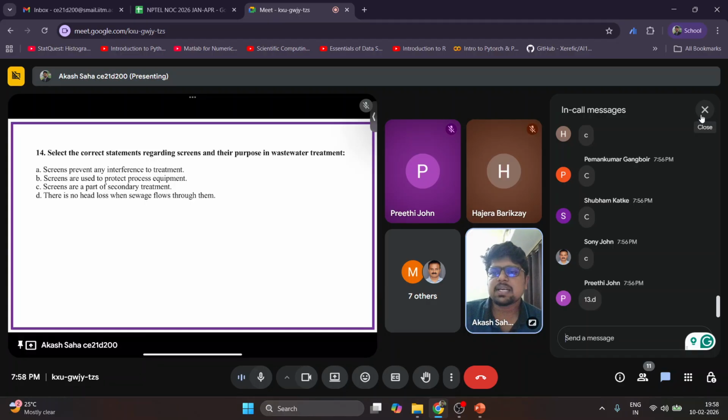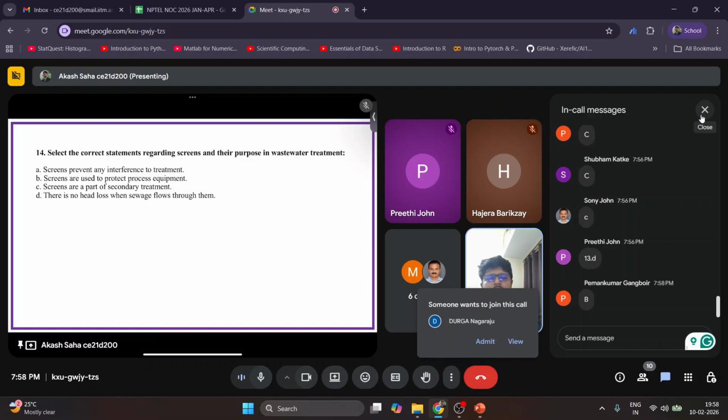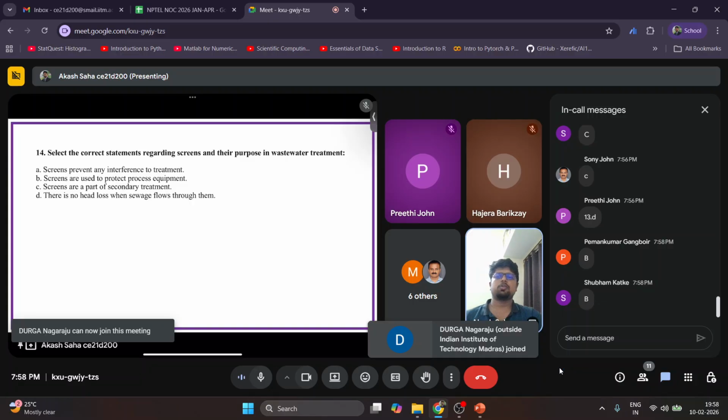Next. Select the correct statements regarding screens and their purpose in wastewater treatment. Screens prevent any interference to the treatment. Screens are used to protect process equipment. Screens are a part of secondary treatment. There is no head loss when sewage flows through them. Which of the options are correct? Here again more than one answer can be correct, so please let me know all the correct options, not one, but all the correct options.